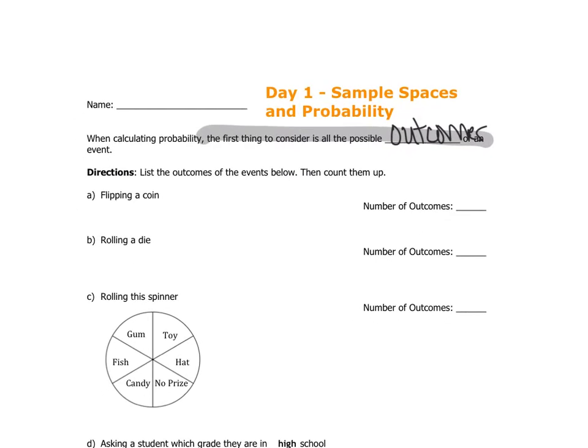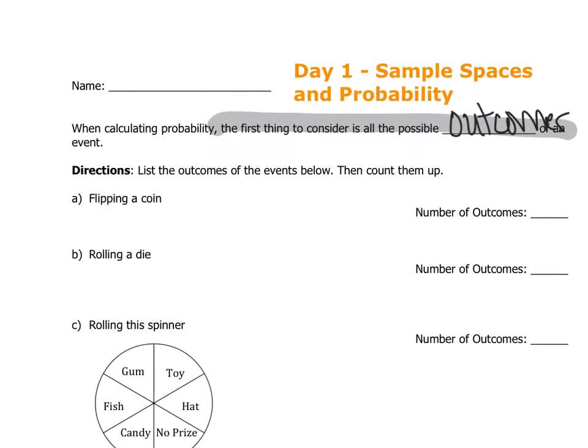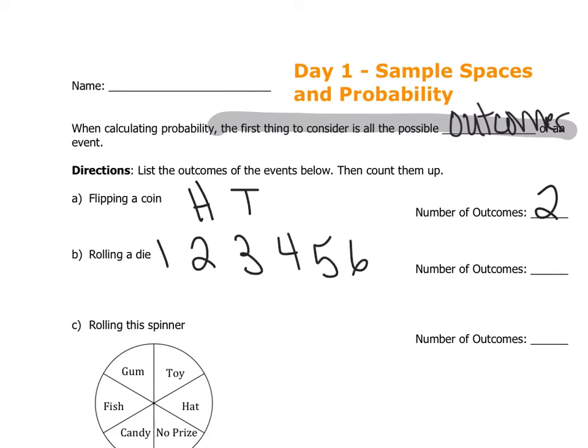So if you're flipping a coin, what are the possible outcomes that you could get? Well, if you only have one coin, you're either going to get heads or you're going to get tails. There's only two options there that you can have. If you're rolling a die, that would mean that your possible options, if you rolled it once, you could get a 1 or a 2 or a 3 or a 4 or a 5 or a 6. Well, how many possible outcomes are there?